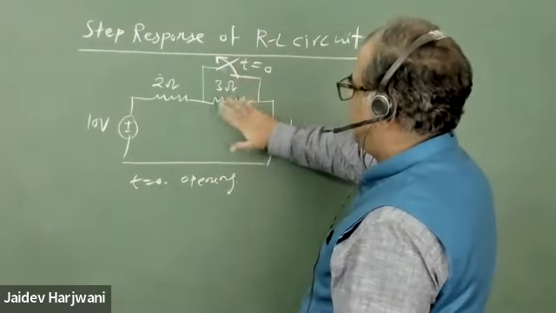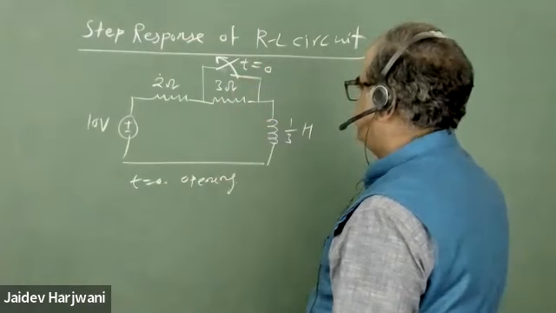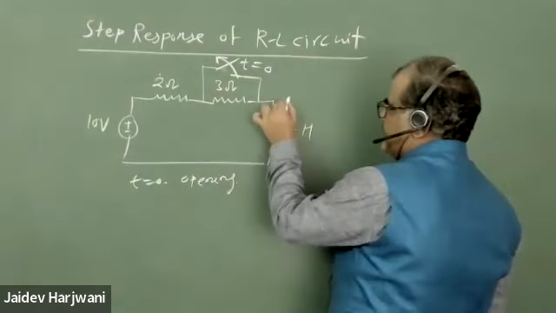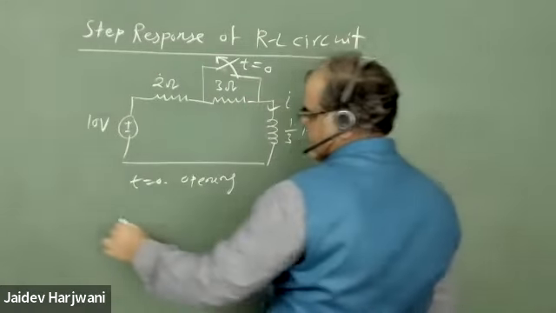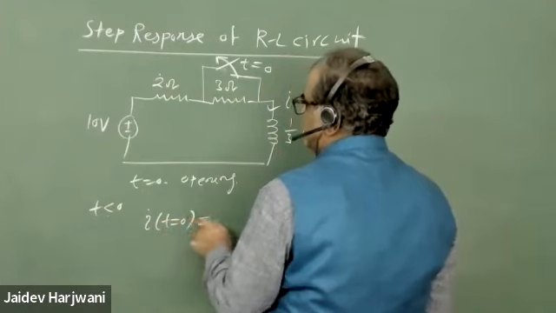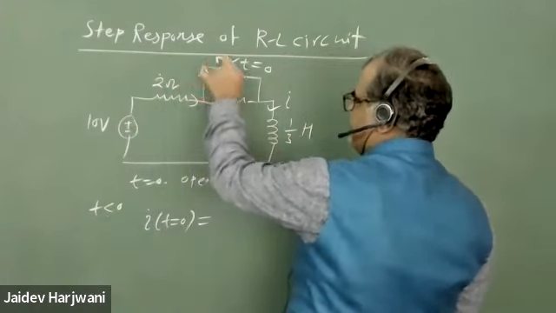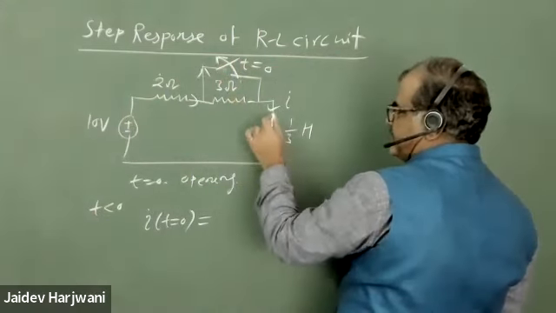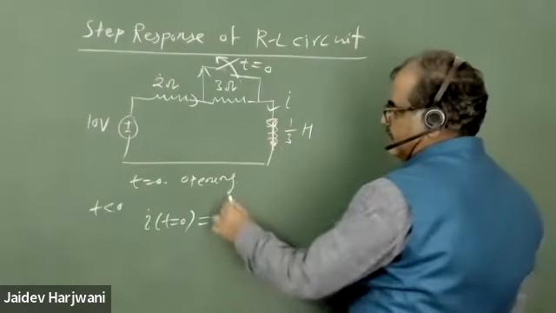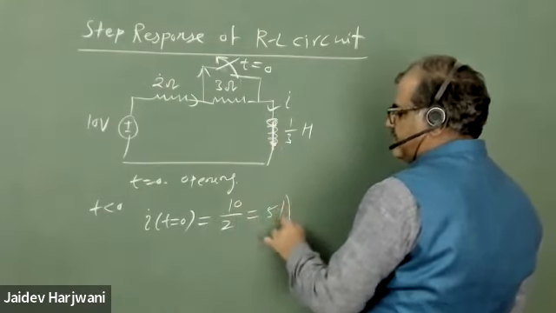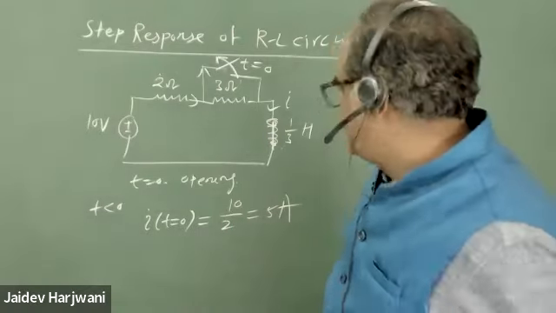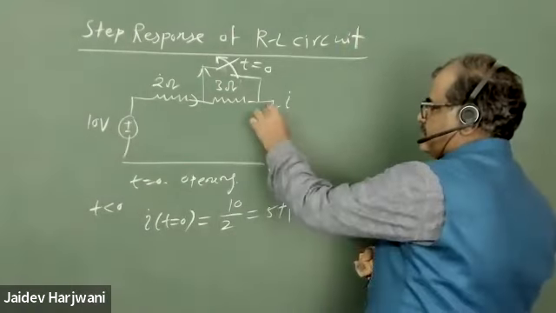So when it was closed, that means this was short, isn't it? So when you apply 10 volt, 10 volt current is flowing. So we can write at t less than zero, my I at t is equal to zero will be what? Current flows here, and if it is closed, it will come here. So this becomes short circuit for DC current. So current will be only 10 upon 2 volts, that is 5 ampere, isn't it? In the beginning, current will be only 5 ampere because it's an inductor, it becomes short.